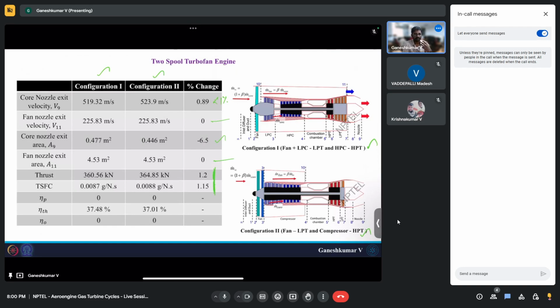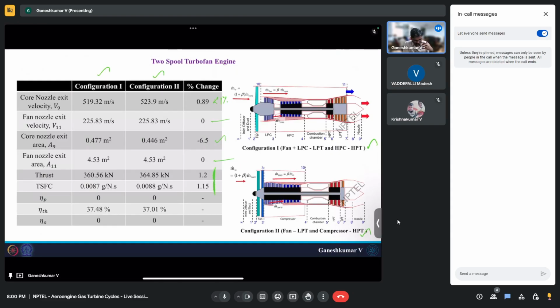It may not make much of a difference in practical scenarios, but you can understand the concepts behind this when you go from one configuration to other configuration. Okay, on the efficiencies, there is a slight change of 0.5 percentage. Configuration one seems to perform better compared to configuration two in terms of efficiency.